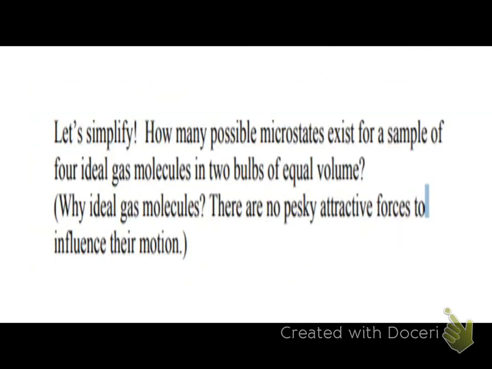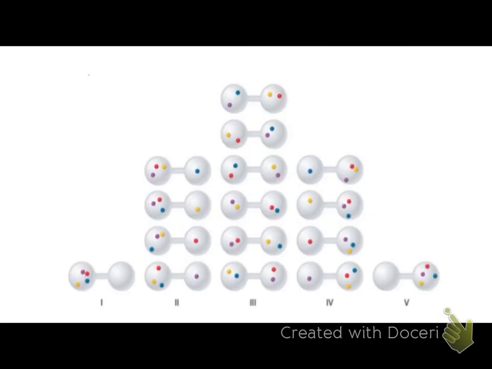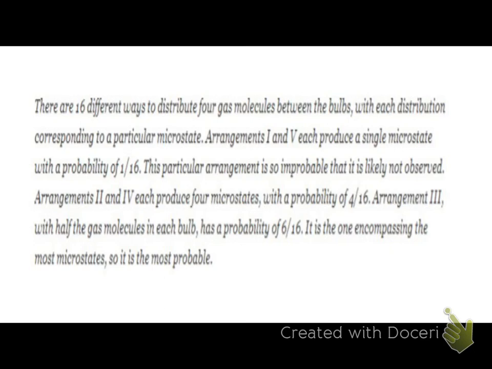So let's look at this right here. If we have 4 ideal gas molecules in 2 bulbs of equal volume, why are we talking about ideal gas? Because remember, in an ideal gas there are no particle attractions. So that would be all the different combinations. If you had 2 bulbs and 4 molecules of gas, those would be all the different combinations that could exist. It's 16, in case you don't want to count that. If you want to count it, go for it. So there are 16 different ways.